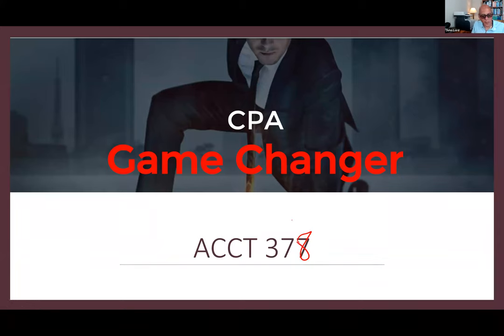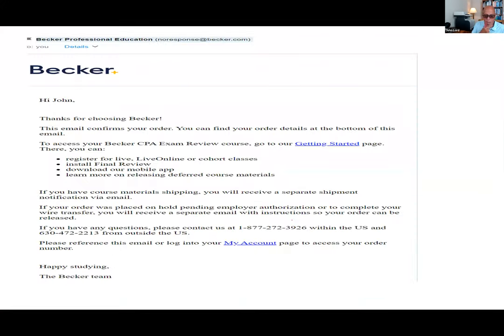Okay, so accounting 378 is the same information. I'm not going to go through this now because it looks like you all got this email and figured out how to get the software ready so you can redeem your book and stuff, notwithstanding that we're going to see if we should indeed order 4.1.